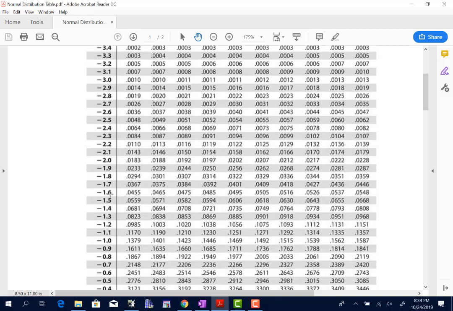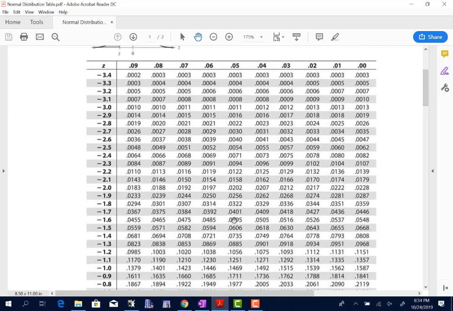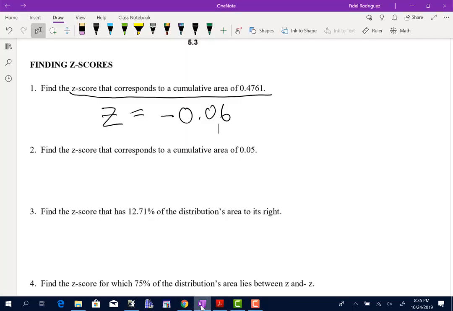So if this is negative 1.6, this would be negative 1.6. Let me come back up a little bit so I can see what it is. Negative 1.6, what, 5? And isn't this negative 1.64? So I'm looking for the number that's between those two. What do you think is between negative 1.65 and negative 1.64? 1.645, right? So right here, guys, I'm going to come back over here. Z is equal to negative 1.645, right?